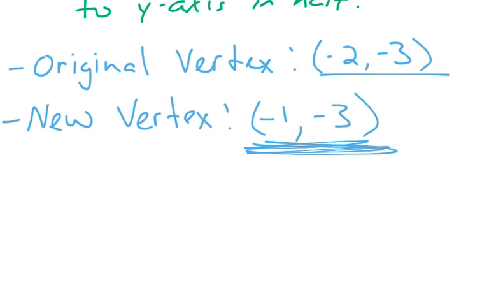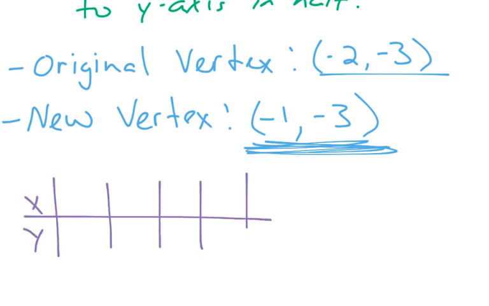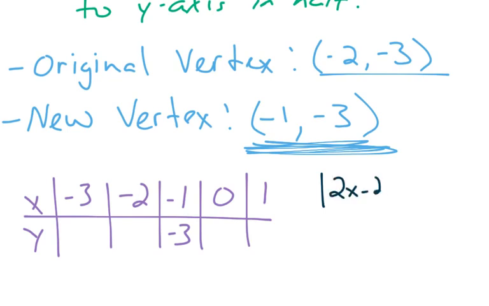Okay, so if we want, we could make our new xy table. X, y, 1, 2, 3, 4. -1, -3 is our new vertex, and then we can come up with other points. So 0, 1, -2, -3. And I'm going to rewrite the function here. That was the absolute value of 2x plus 2, and then minus 3. Okay, so to find the y values again, we just need to plug in these x values.